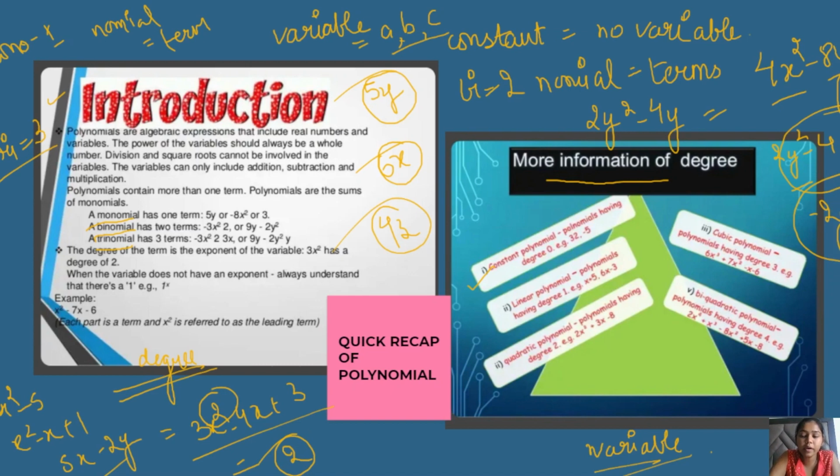Okay, so our next type of polynomial is the linear polynomial. In the case of linear polynomial, as the name suggests, the linear polynomial has 1 as the degree. It means the highest power of the variable is 1, that is, 5x is an example. 6y is an example. These are all examples of linear polynomial.